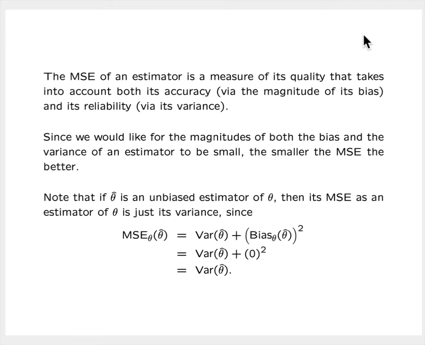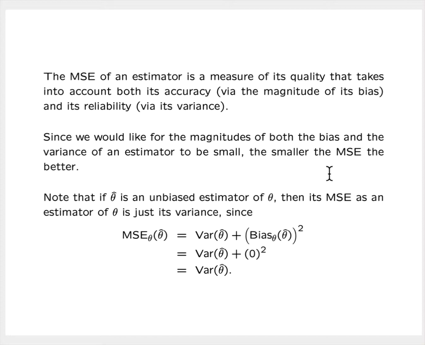So when we think about the quality of an estimator, there are really two things we want to take into consideration. We want to take into consideration the bias of the estimator, and that gets to its accuracy. We also want to think of the reliability through its variance. So the MSE, the mean squared error, takes into account both of those characteristics of an estimator. Now, since we would like the magnitudes of both the bias and the variance of the estimator to be small, the smaller the MSE, the better.